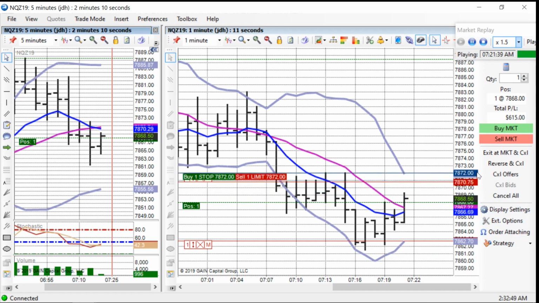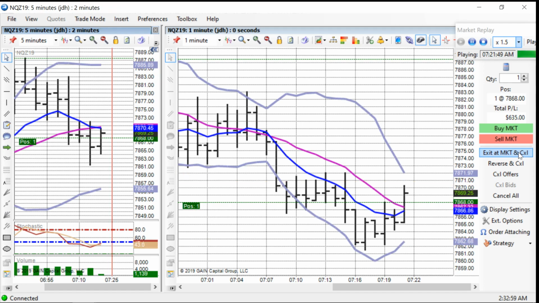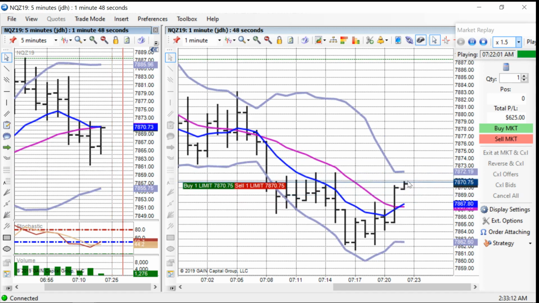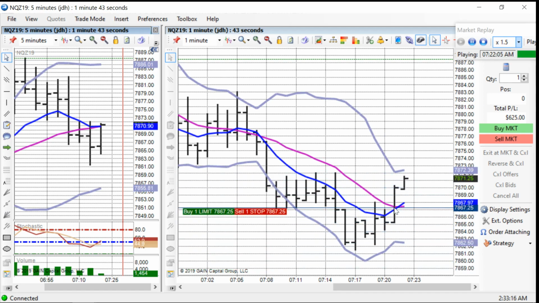So in this case, I'll have my button on the exit at the market and cancel, in case I don't hit my target here. Very suspicious that it will hit, so I'll just get out of it. So that's kind of the judgment process that I'm using there. If I would have held on, you can see it would have hit my target, but at the time of entry it looked fairly risky.